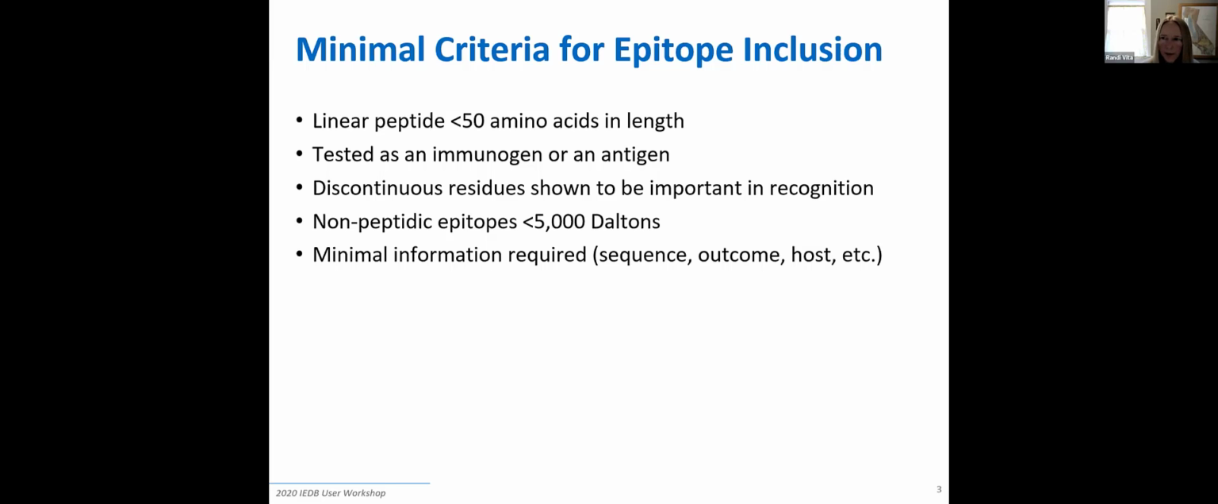And then we have non-peptidic epitopes. So these would be carbohydrates, lipids, often drugs, chemicals that cause an allergic reaction. And for them, they just need to be less than 5,000 Daltons to be included.